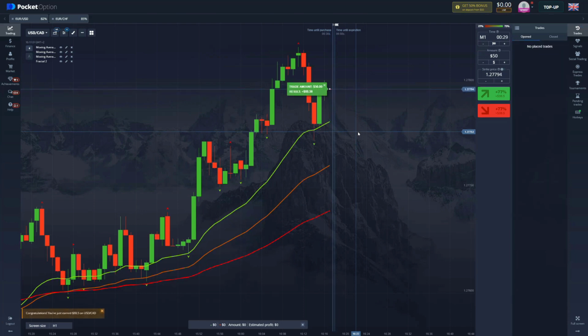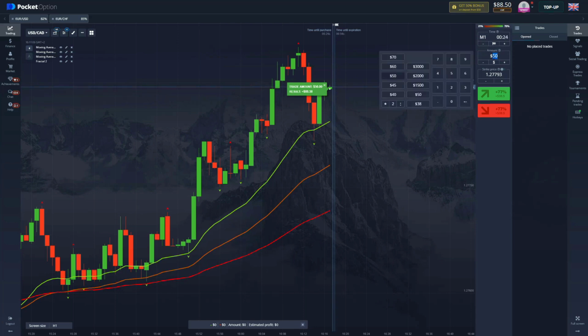And indeed, our first option does go through. We make $38 and we change our trading amount to $88.50 because we're gonna go all in every time.